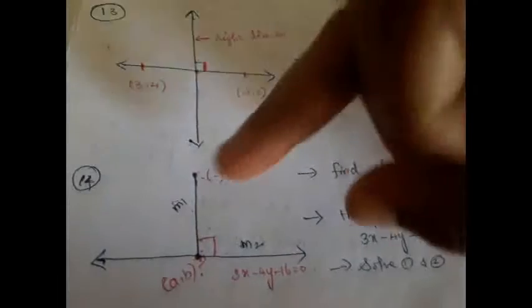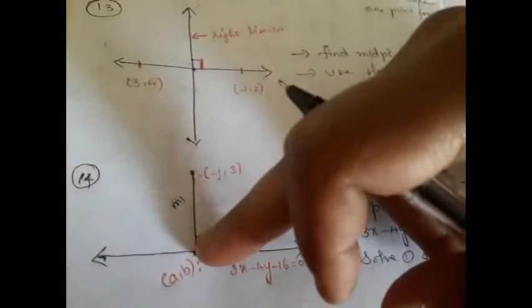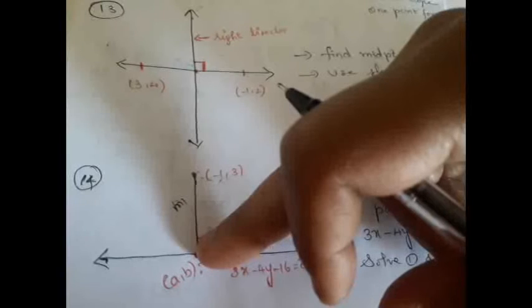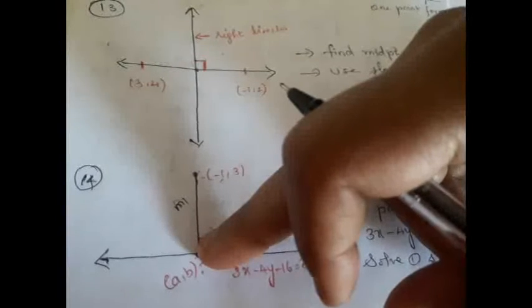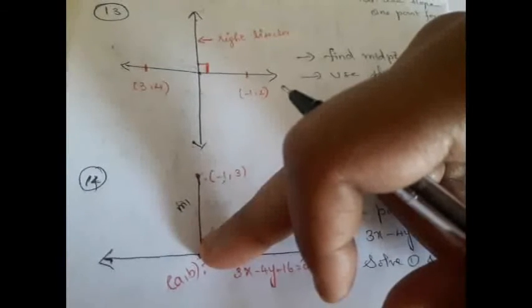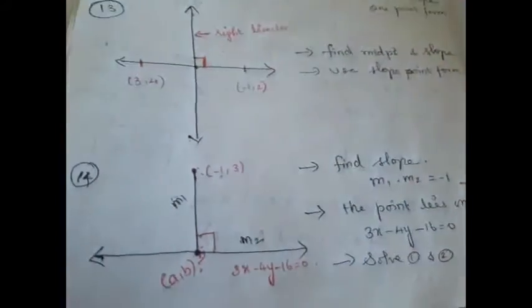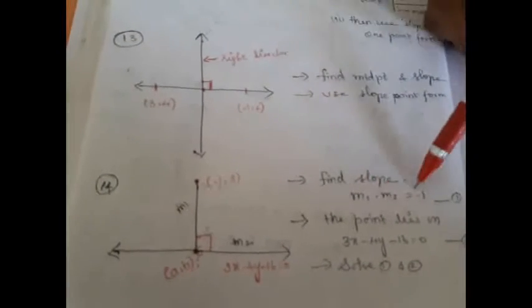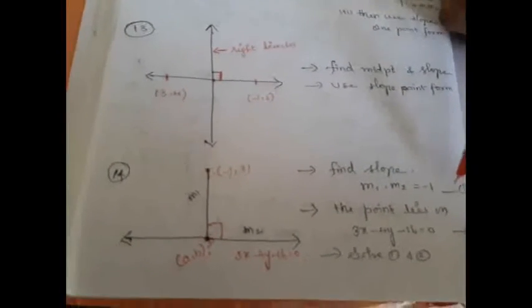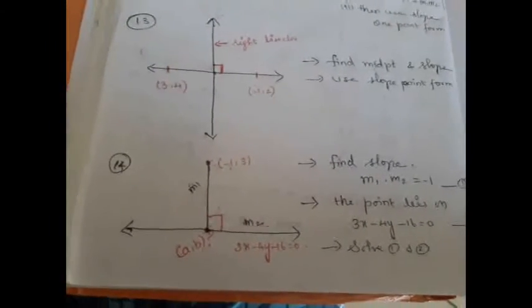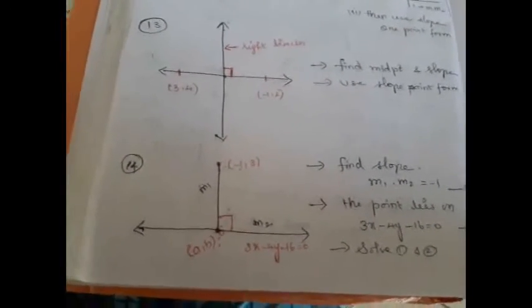I repeat, find the slope of this line using y2 minus y1 divided by x2 minus x1. So after finding both the slopes, substitute in this, m1 into m2 is equal to minus 1. Obviously we get an equation in terms of a and b. As I told you, one equation is not sufficient to find two unknown variables.